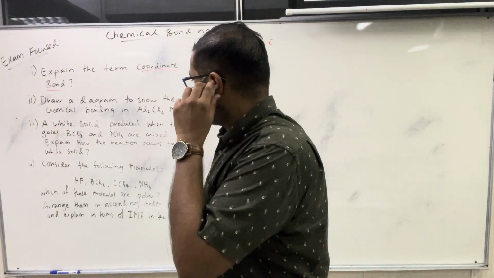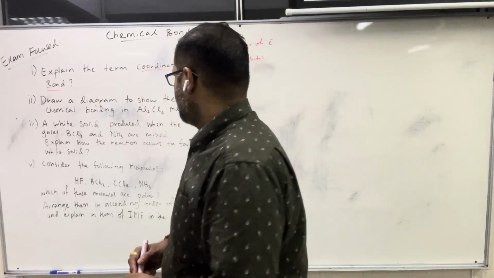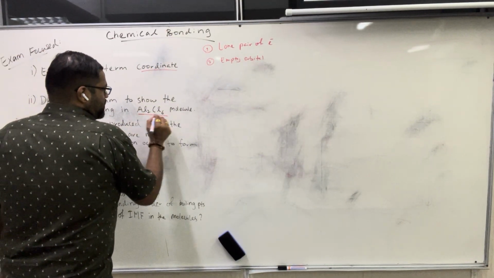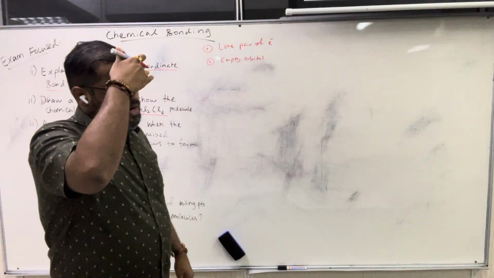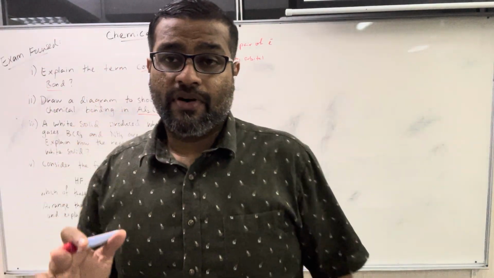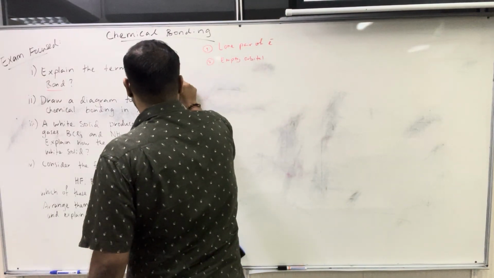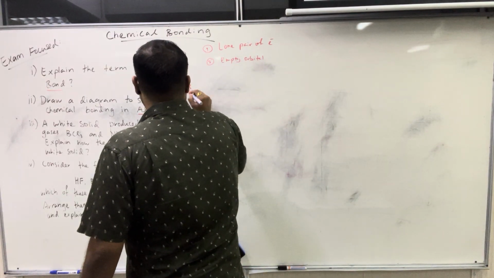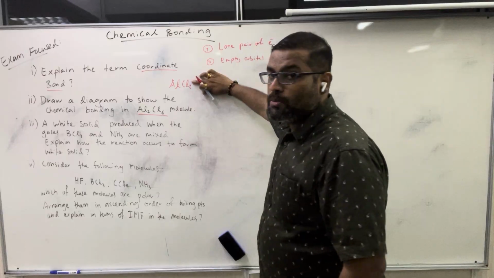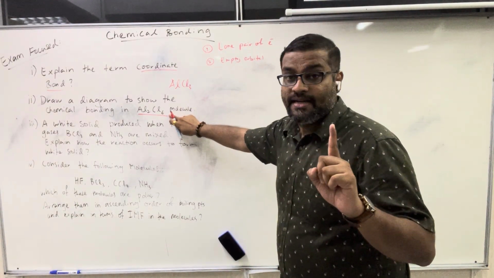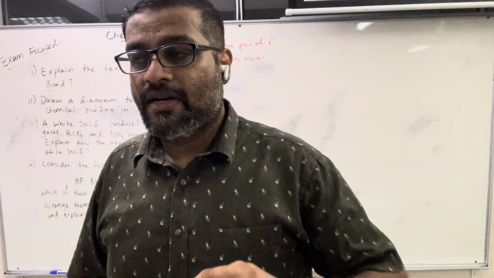Now we move on to the second question. Draw a diagram to show the chemical bonding in aluminium chloride. This aluminium chloride, as you can see, is slightly different as compared to aluminium trichloride. This is what we call a monomer state, and this is called a dimer state. What is the difference?